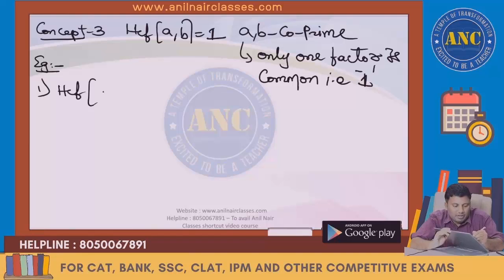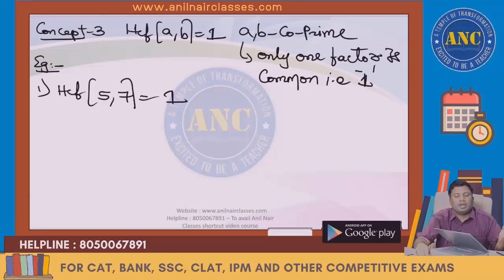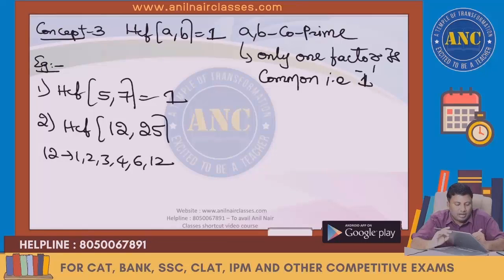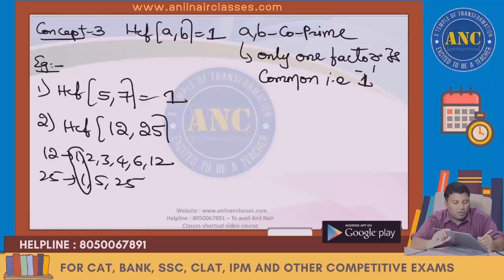HCF of 5 comma 7. 5 and 7 are co-prime. HCF is 1. HCF of 12 and 25. There are no factors common. 12 factors are 1, 2, 3, 4, 6, 12. 25 is 1, 5, 25. What is the factor common? Only 1. If the factor common is only 1, then the HCF of co-prime numbers is 1.